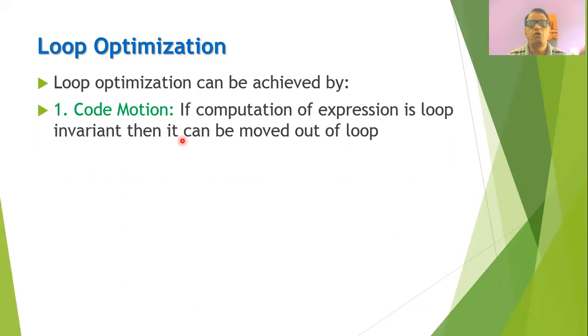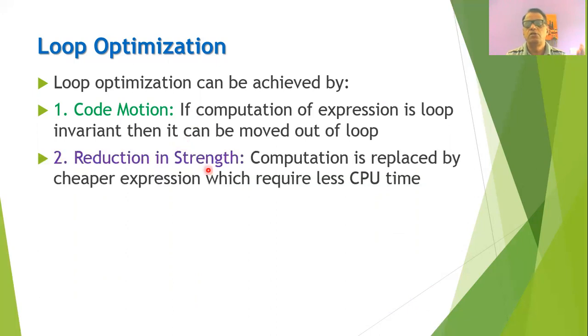And this is being called as a code motion. Another technique that is being used in the loop optimization is the reduction in the strength. So it is possible that the computation can be replaced by a cheaper expression. A cheaper expression, you can say that is an expression which will require less CPU time. So if it is possible, then you can think of replacing the sub expressions by the cheaper expressions. And if you are able to do it, then you can say that you are achieving the reduction in the strength.